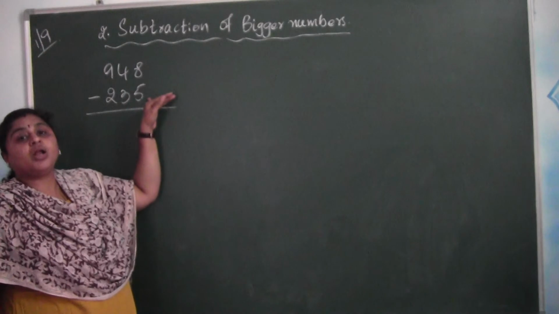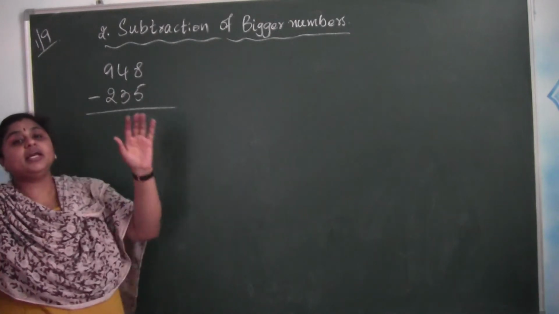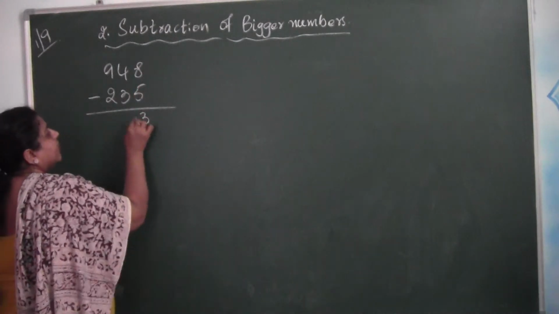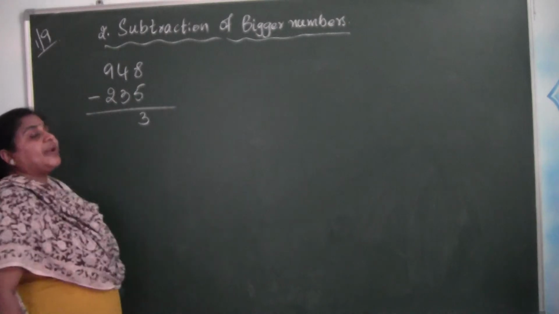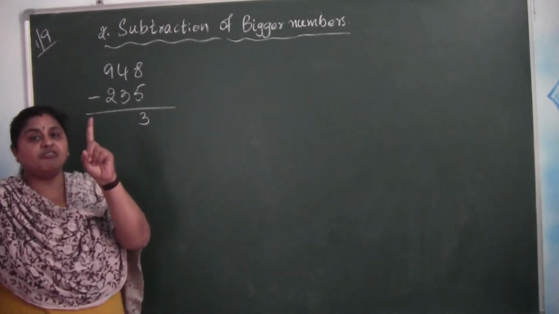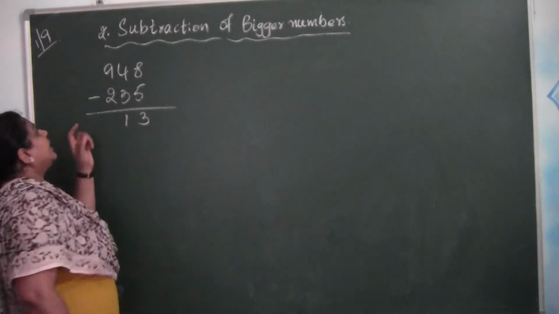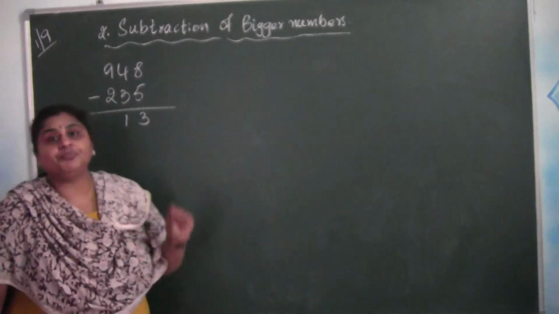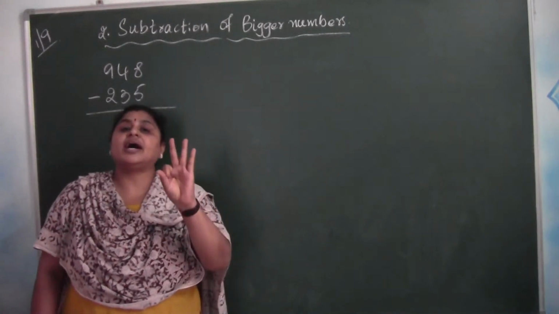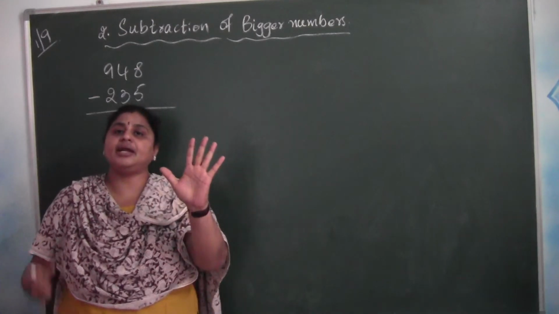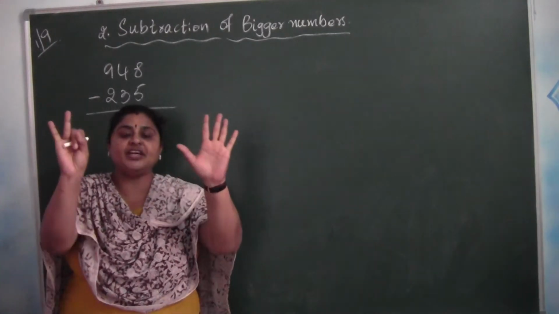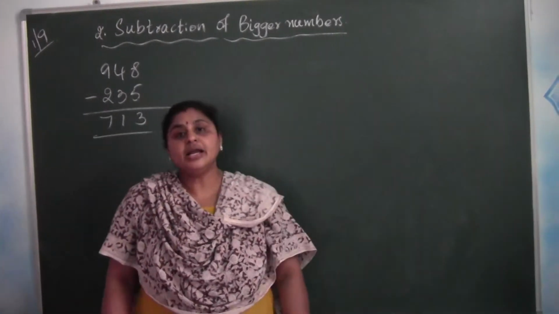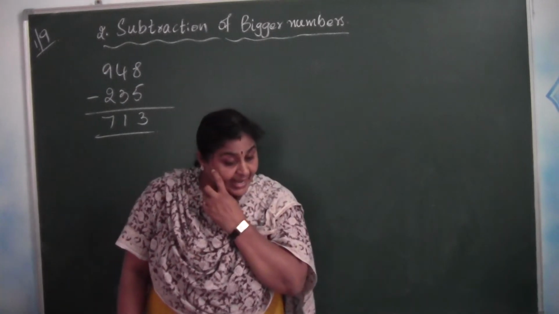Right? Now what is my smaller number here? 5. After 5, 6, 7, 8. I stop at 8. That is 3. Again from 4, you are subtracting 3. After 3, 4. How many? 1. Again here from 9 and subtracting 2. Now start counting after 2. 3, 4, 5, 6, 7, 8, 9. How many fingers did I get? 7. So what is my answer? 713. Got it?